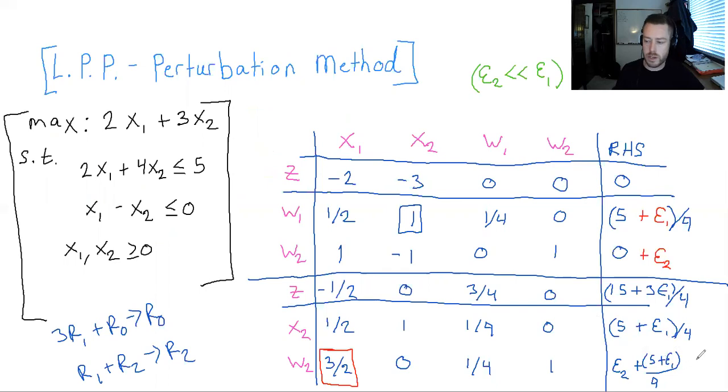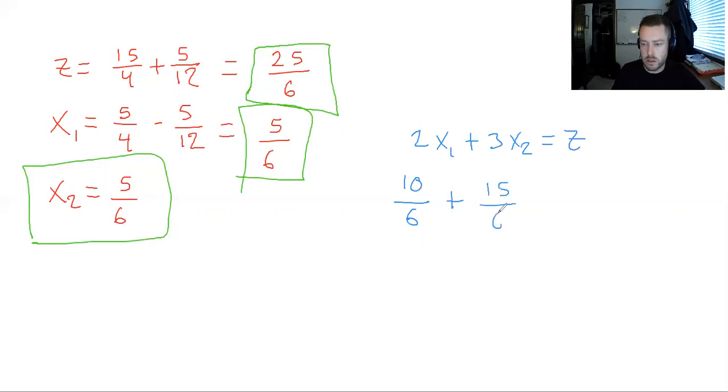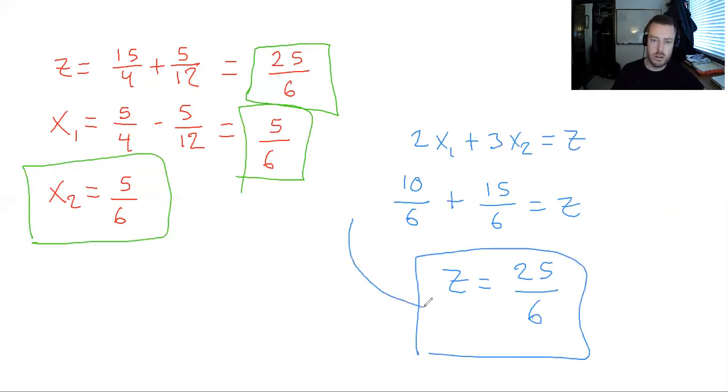Excellent. So 2x1 plus 3x2. Let's just see if that works actually. So 2x1 plus 3x2 should equal z. So 2x1, that's going to be 10/6 plus 3x2 is going to be 15/6 equals z. All right, good, they have a common denominator 6, so 10 plus 15 is 25, so we get that z is equal to 25/6, which is our answer.